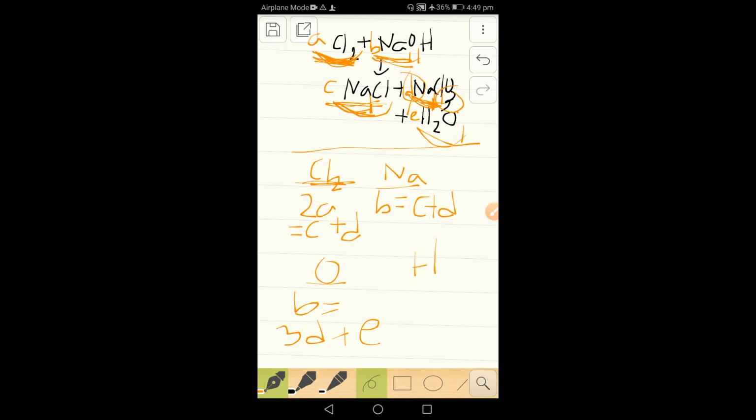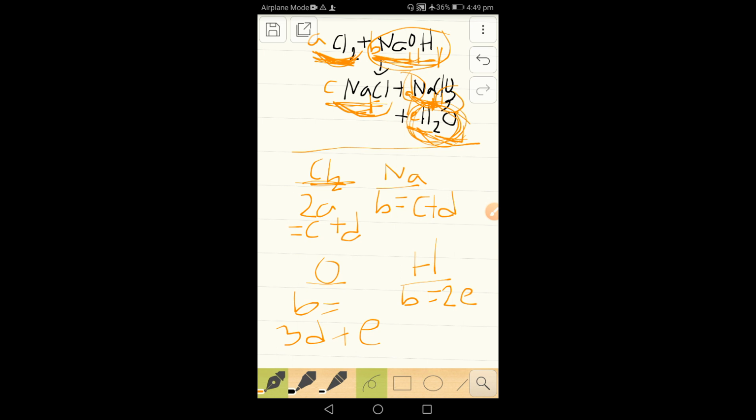Now talking about hydrogen, in the reactant side we have 1 into B, which is B, and this must be equal to, in the water there is hydrogen, so 2 into E means 2E. So B must be equal to 2E.